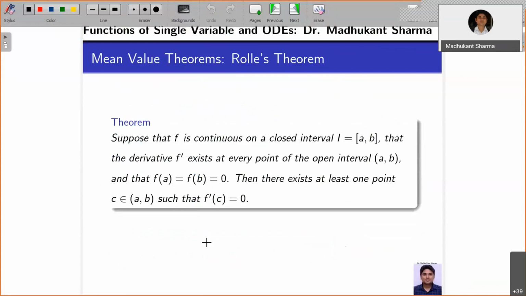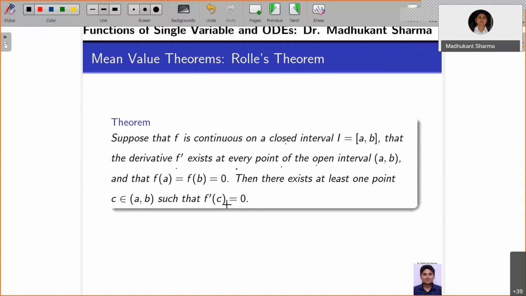Okay, so now the very important theorem result which you are already aware of, Rolle's theorem. Suppose that f is continuous on a closed interval I, and the derivative exists at every point of the open interval AB. And these points are such that f of a and f of b are 0. They are the zeros of the function. Then there exists at least one point c such that f dash of c is 0.